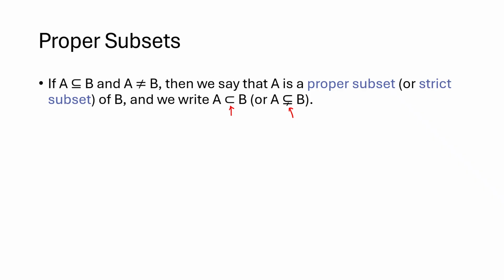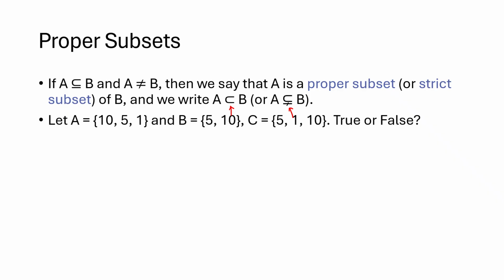Now again, to clarify this, we look at an example. So consider these three sets, A, B, and C. The first statement that we want to verify whether it's correct or not is that A is a subset of B. So if you check, does every element of A also belong to B? No, because 1 is an element of A that doesn't belong to B. So this is false. The second statement, B is a subset of A. Is that correct? So everything that belongs to B also belongs to A. 5 and 10, they both belong to A, so this is a true statement.